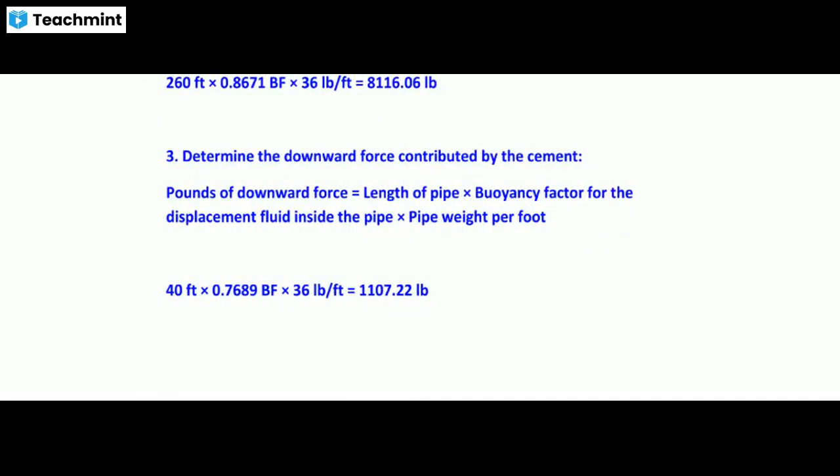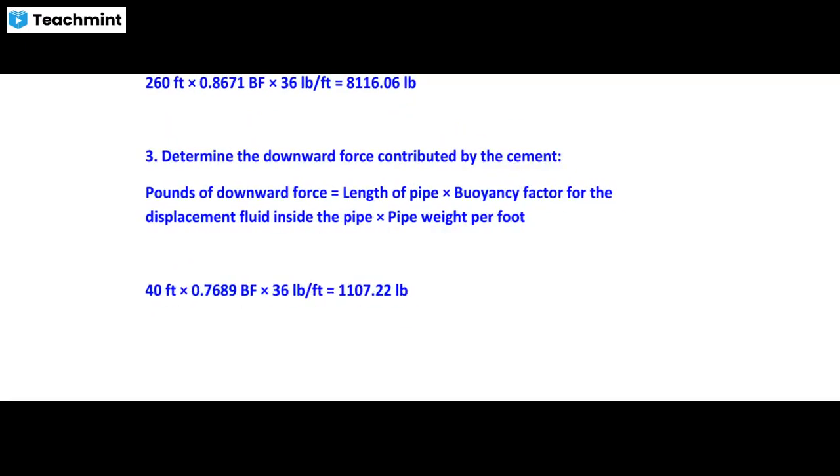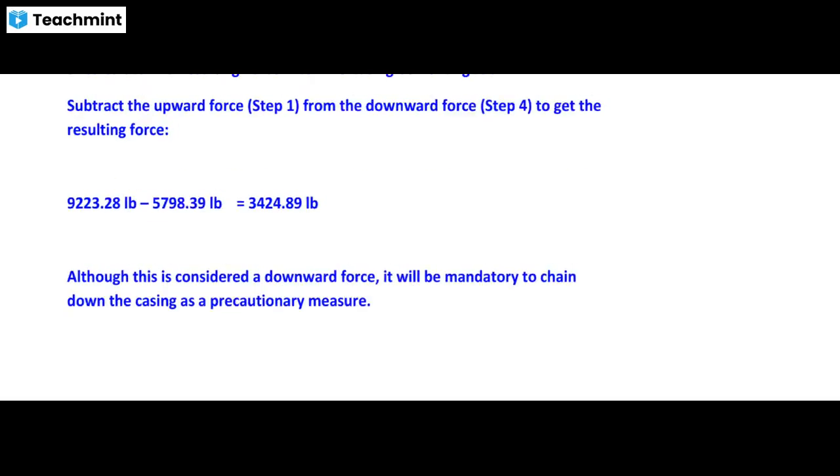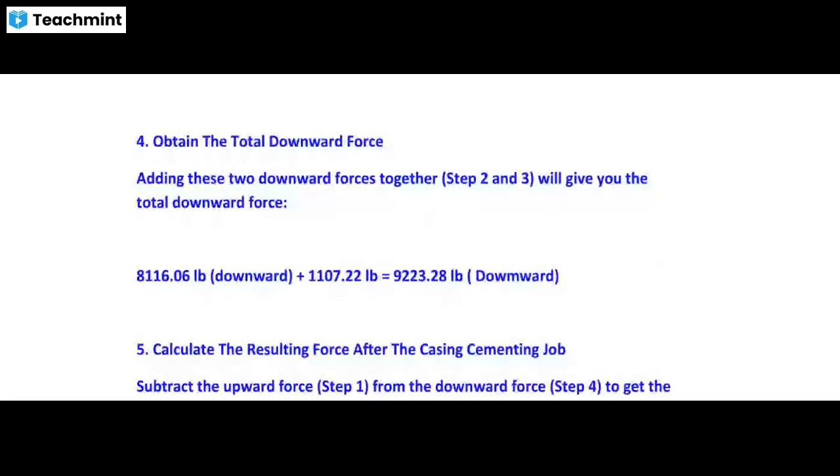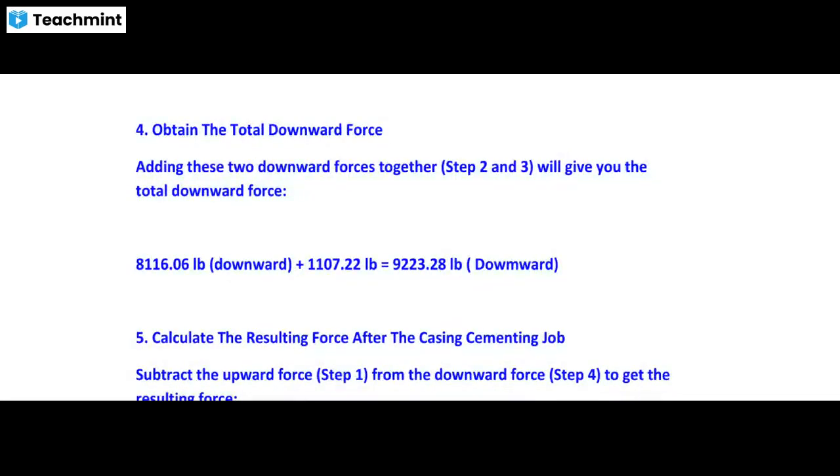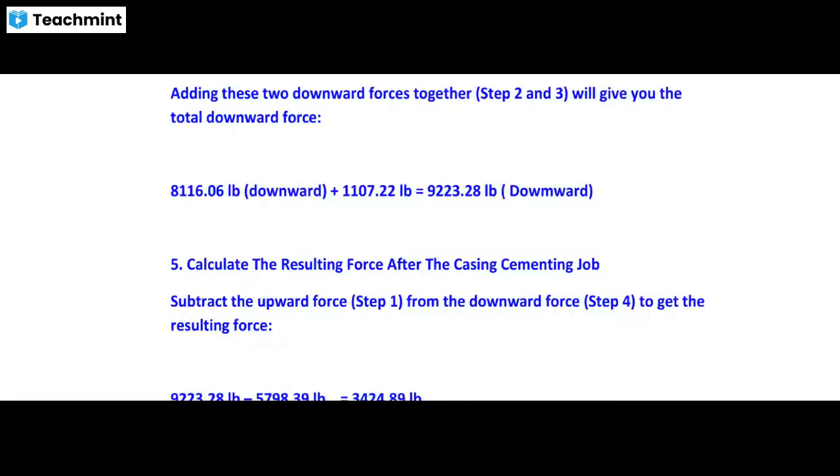Now we have to determine the downward force contributed by the cement. Pounds of downward force equals length of pipe times buoyancy factor for the fluid times pipe weight per foot. So you will get 40 feet times 0.7689 buoyancy factor times 36 lb. You will get 1107.2 lb. That is your downward force contributed by the cement. Now we go to the total downward force. We have to add these downward forces together: 8116 plus 1107, you will get the downward force 9233.28 lb.